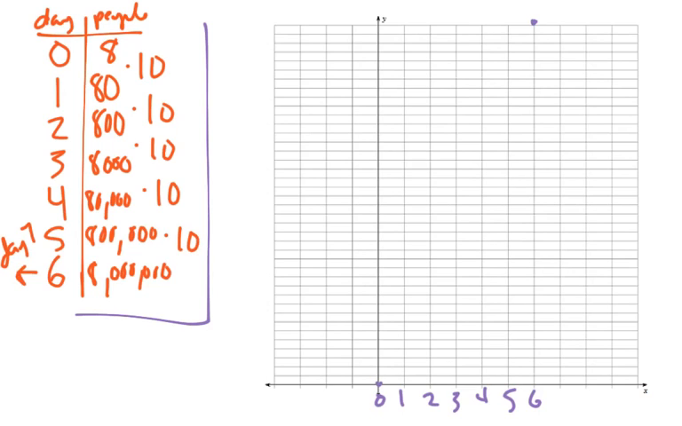8 people that first day would be really low. 80 would be a little bit higher. 800, now we're getting up higher. 8,000, up higher. 80,000, even higher. Okay, and so if we graphed it, it would look something like this. Something like that. Now let me actually pull up Desmos. I'll graph it, and we can see it from there. Maybe a better picture of what it would look like.